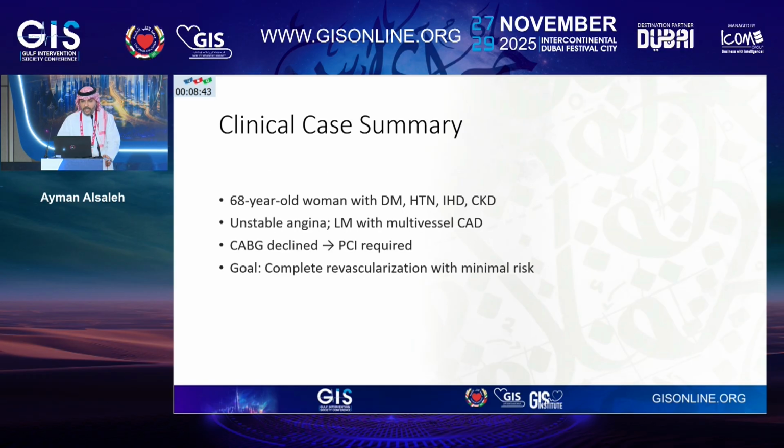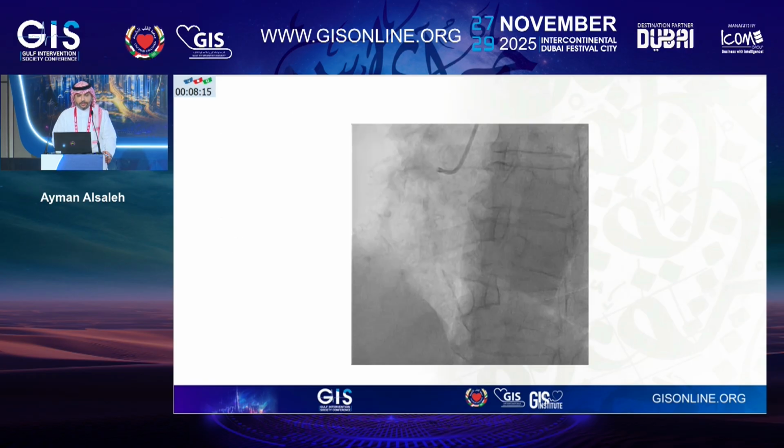So without taking too long on the clinical case summary, we start with a 68-year-old lady who is diabetic, hypertensive, and also has a background of CKD. She presented with chest pain and was found to have unstable angina. The diagnostic angiogram, which we will go through, revealed left main disease with multivessel coronary disease. She was declined for CABG because of peripheral vascular disease, etc. With a heart team approach, PCI was embarked on, with the goal of complete revascularization.